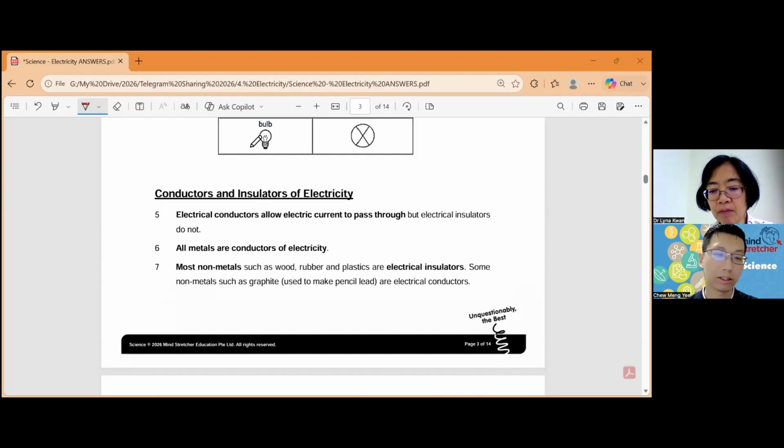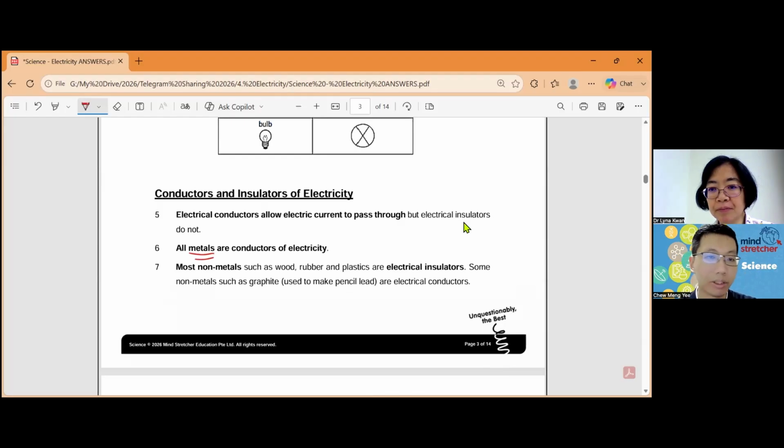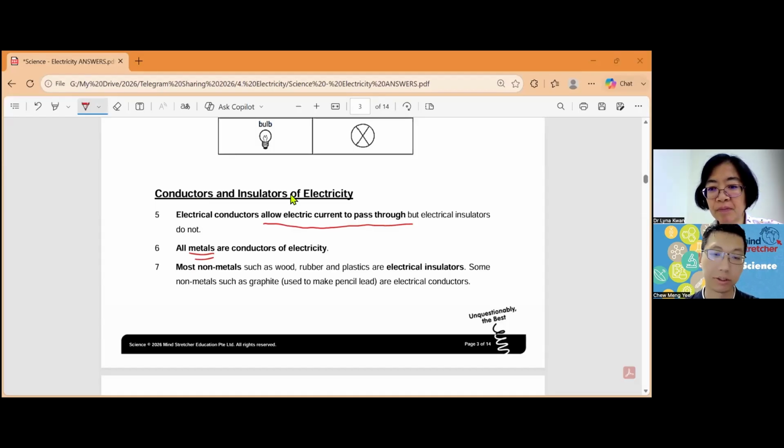Now, I talk about the conductors and insulators of electricity. We must know that all metals are conductors of electricity. That means that they allow electricity to pass through, or flow through. These are electric conductors, and all metals can. Can you also tell me which other substance can also conduct electricity? What other substance? Okay, water.